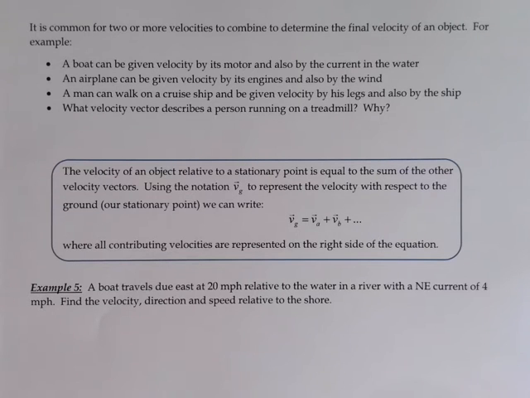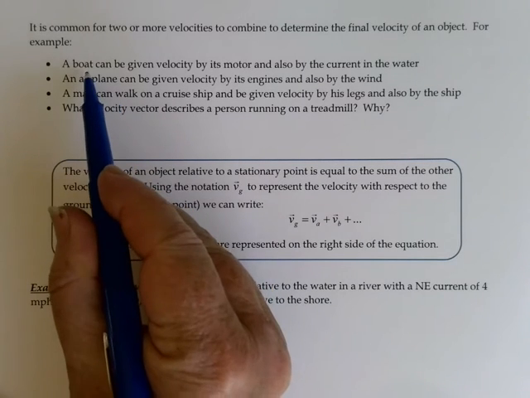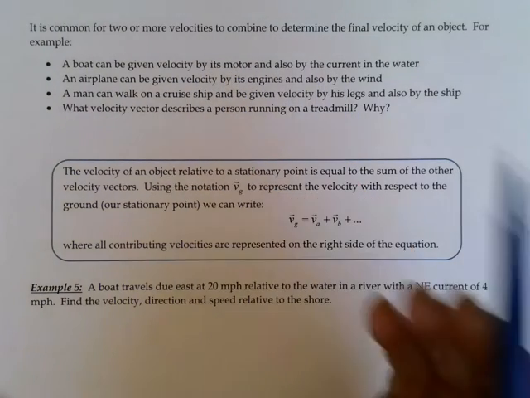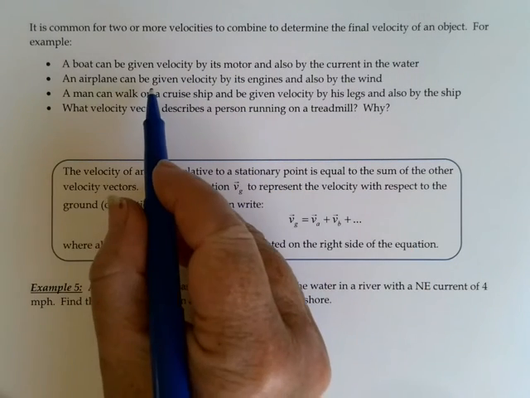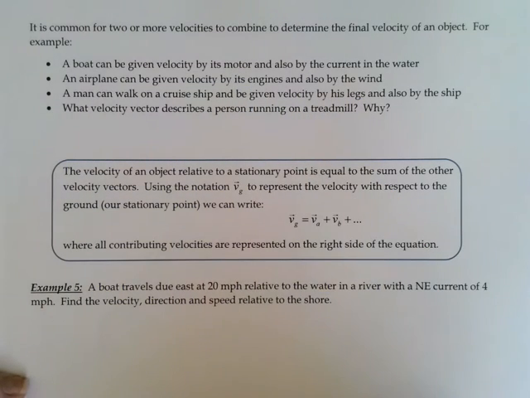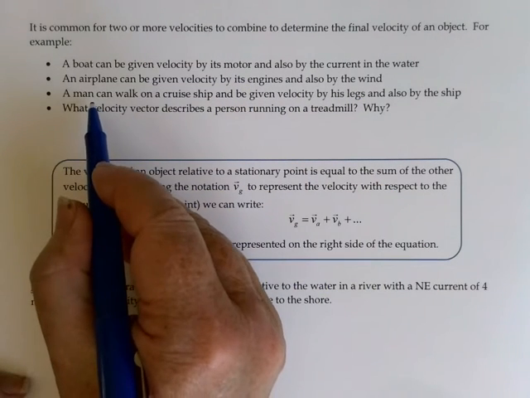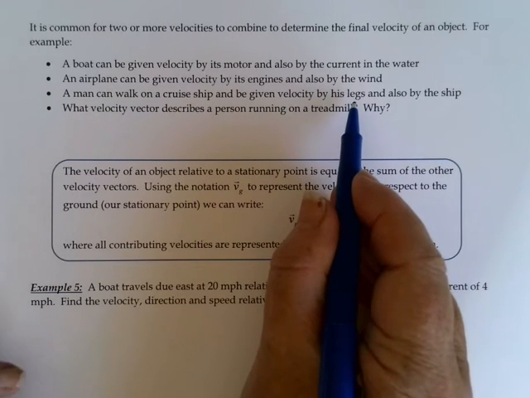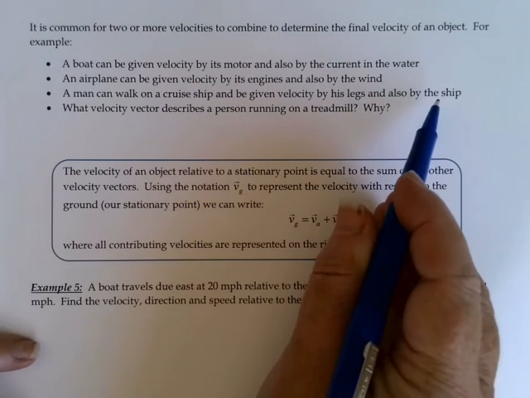In many velocity problems, more than one velocity will combine to contribute to a final velocity for some object. For example, a boat may have a motor that gives it velocity, but also a current that affects its velocity. An airplane, of course, also has engines, but it's going to be subject to winds. You could imagine a man walking on a cruise ship. He's walking, so his legs give him velocity, but the ship is also moving.